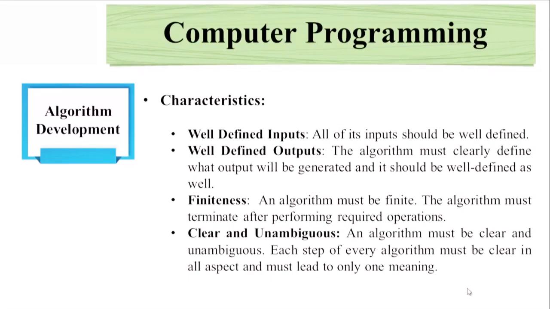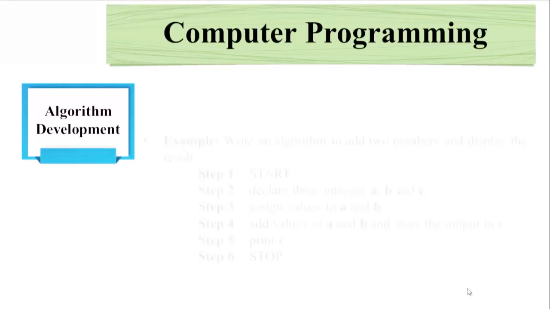Finiteness. An algorithm must be finite. The algorithm must terminate after performing the required operation. Clear and unambiguous. An algorithm must be clear and unambiguous. Each step of every algorithm must be clear in all aspects and must lead to only one meaning.